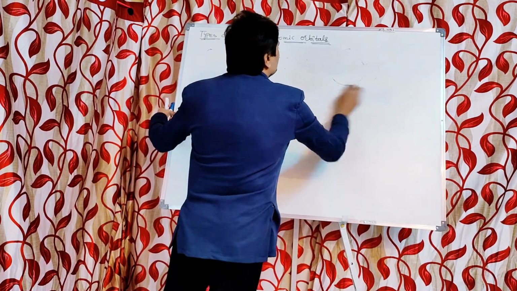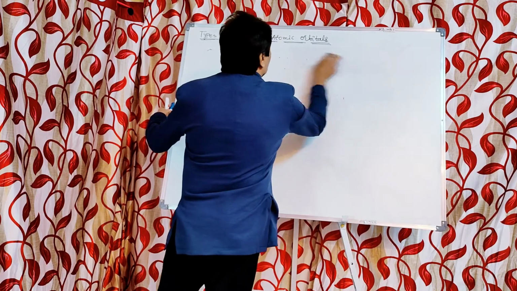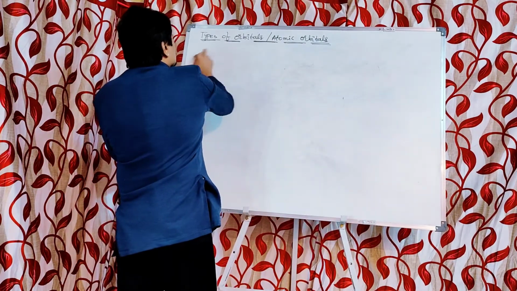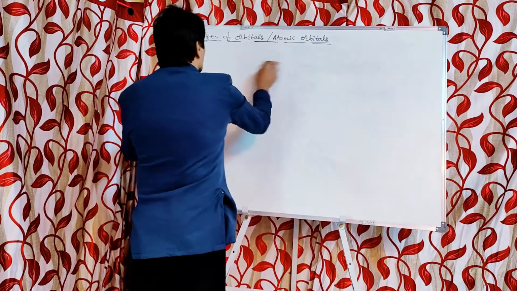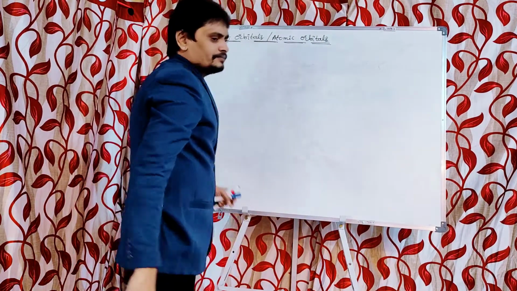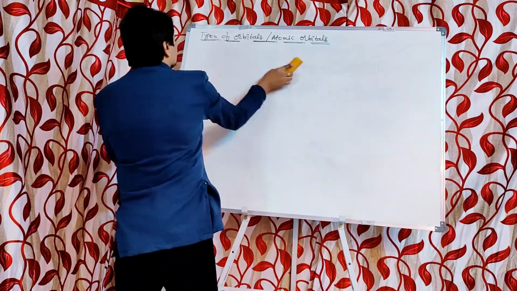Now we are going to discuss the second orbital. What is that? It is the p orbital. So what is the p orbital and what is the direction of it? We are going to discuss in a moment. So please give me a moment.